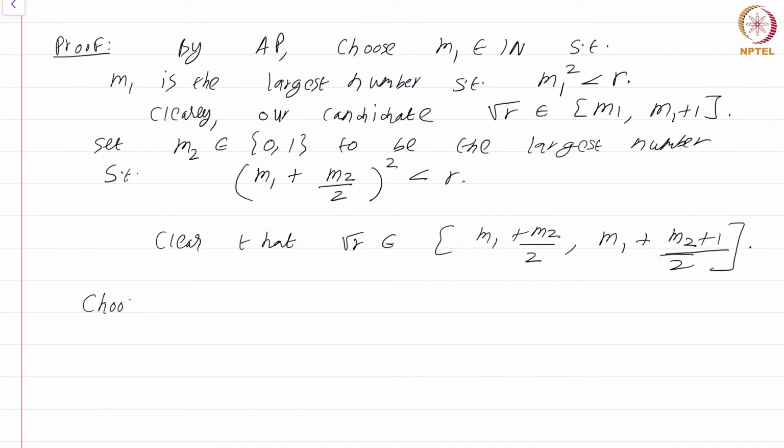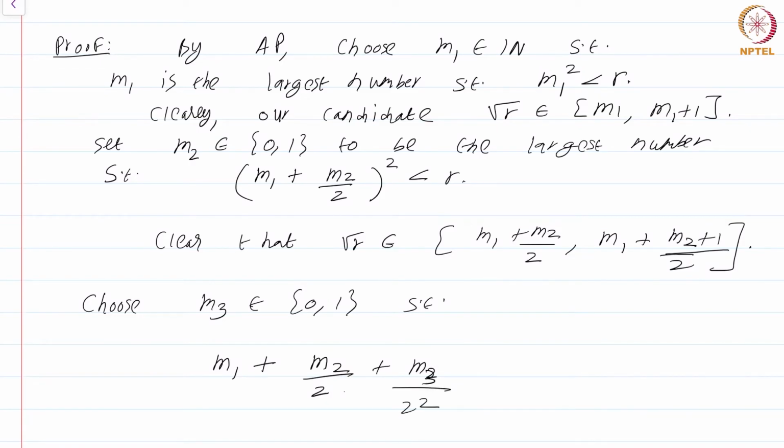So choose m3 as expected in {0, 1} such that (m1 + m2/2 + m3/2²)², sorry, not m2 squared, the whole square, is less than r.